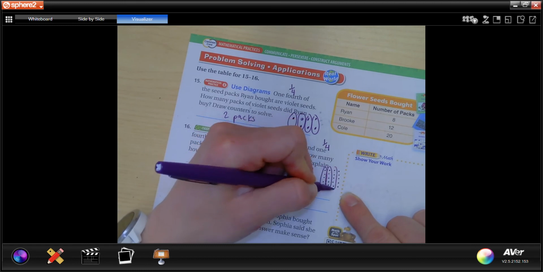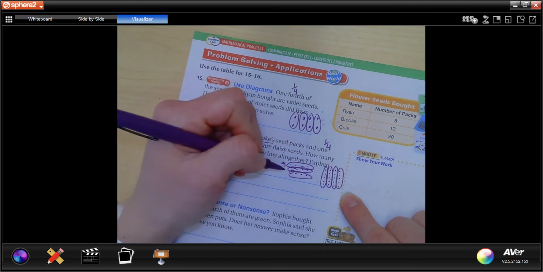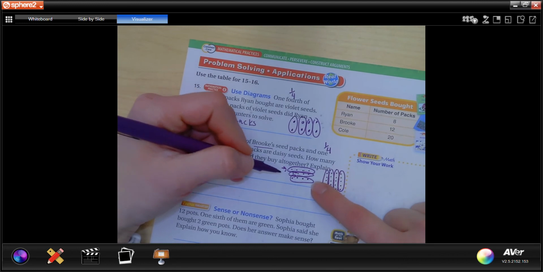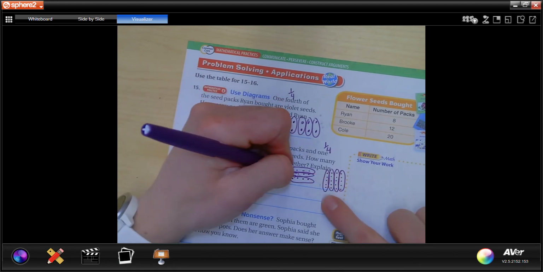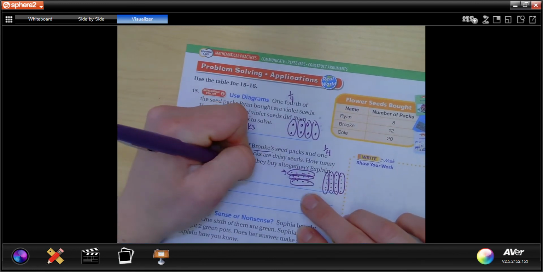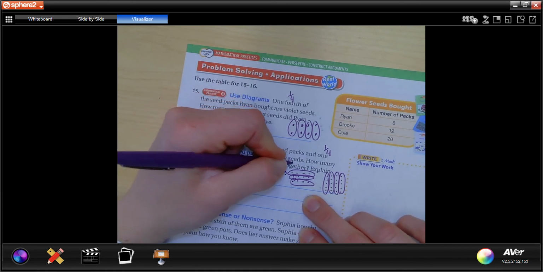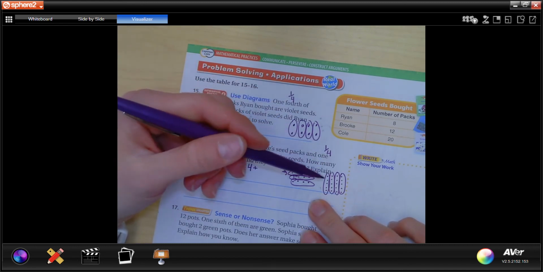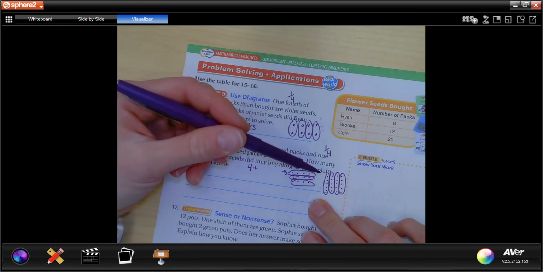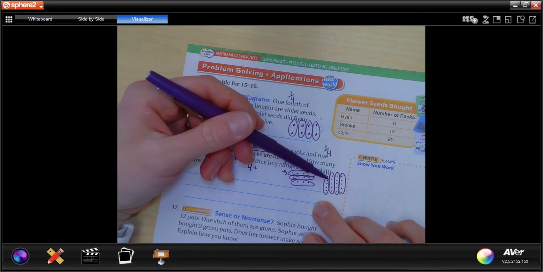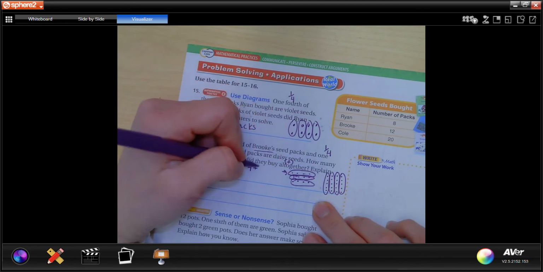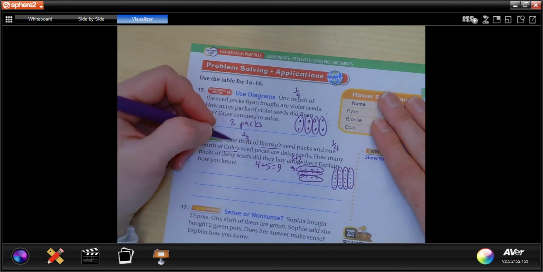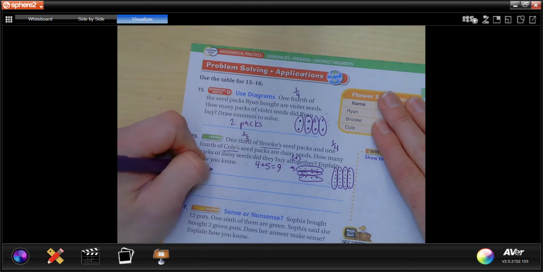2, 3, 4. How many is 1/3 of Brooke's seeds? 1/3 of Brooke's seeds is 1, 2, 3, 4. And then all together, so that means add. We know that all together means add. How many is in one of Cole's packs, or one of Cole's groups? 1, 2, 3, 4, 5. So 4 plus 5 equals 9. So the answer is 9 packs.